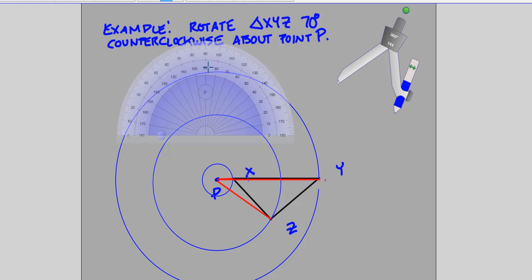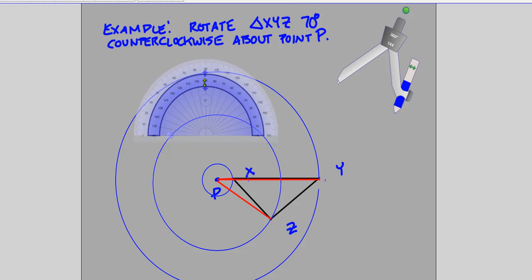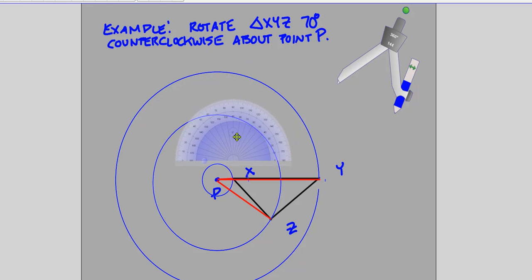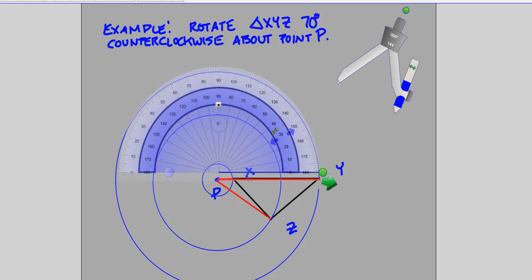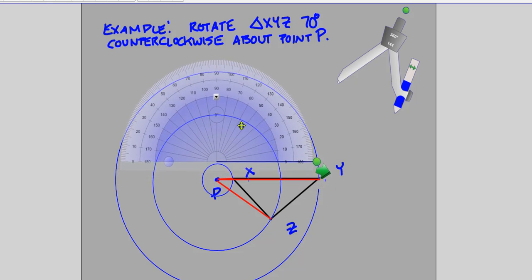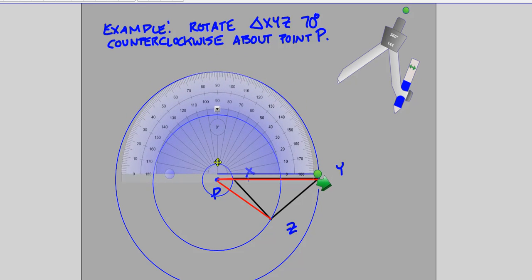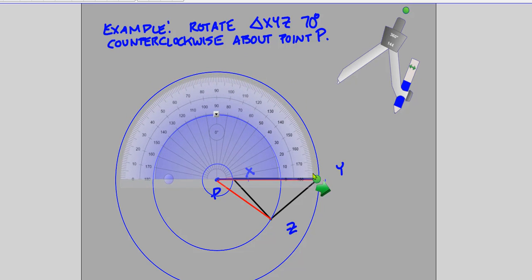Alright, so now I'm going to move this protractor into place. Let's get that a little bigger. The protractor, notice, has a crosshair right here. I need to move that over P, and I'm going to line this up with the line segment. So this is 0 degrees here. I need to mark off 70 degrees. X and Y are both on the same line segment, so it's going to be the same thing for both. So 70's up here. I'm going to make a mark here.